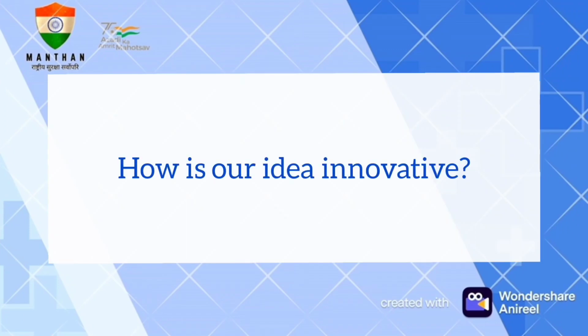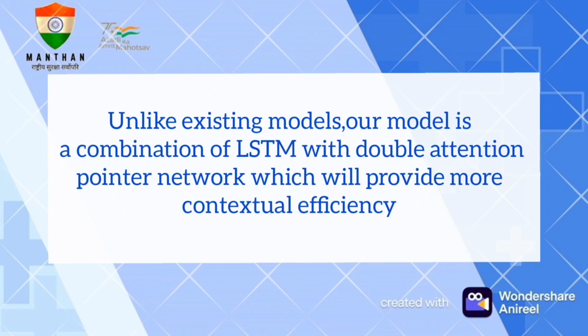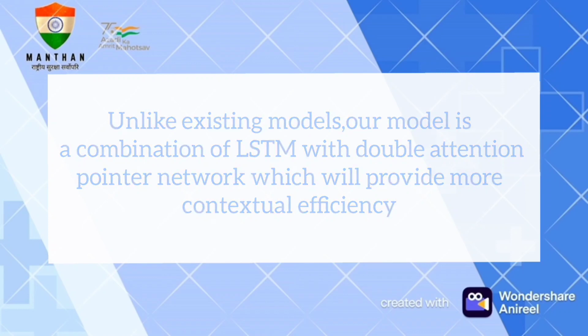There are many existing models which provide abstraction-based text summarization that involve GRU with attention mechanisms, LSTM approach and so on. But we have proposed a model that combines LSTM with double attention pointer network. This will provide more contextual phrase generation efficiency.